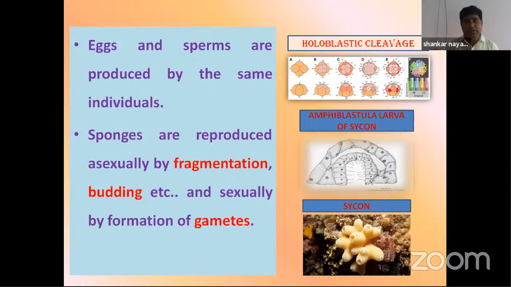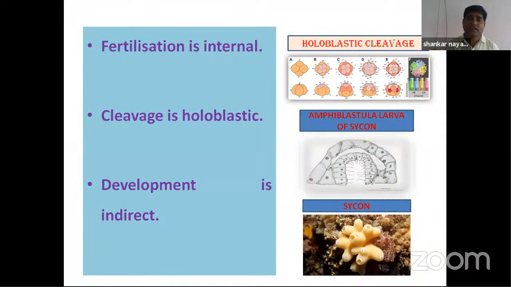And in the sexual method, gametes fuse with each other. It can produce male gametes and female gametes. Those male and female gametes fuse inside the body, and then it can reproduce. So sexual reproduction and asexual reproduction are both there in these primitive animals. Fertilization is internal. After fusion of the male and female gametes, fertilization occurs inside the body. Therefore, fertilization is internal.